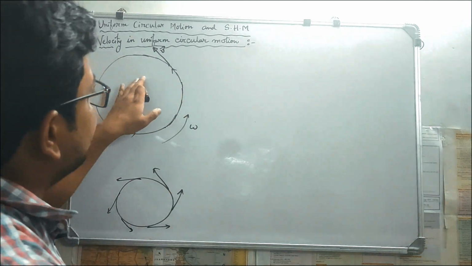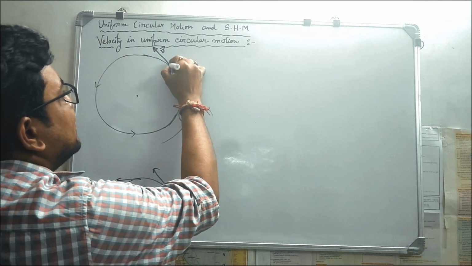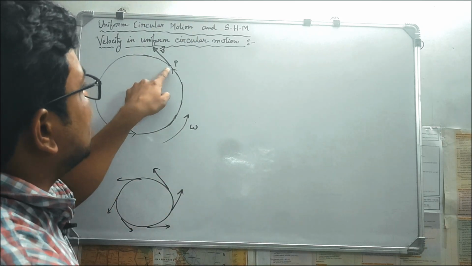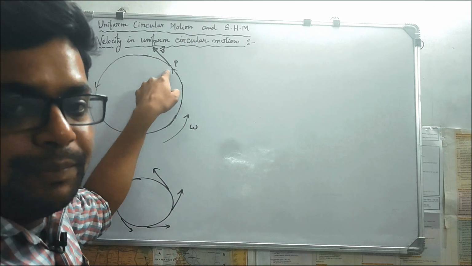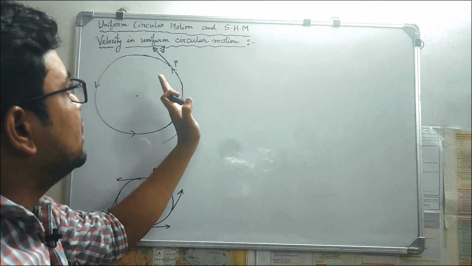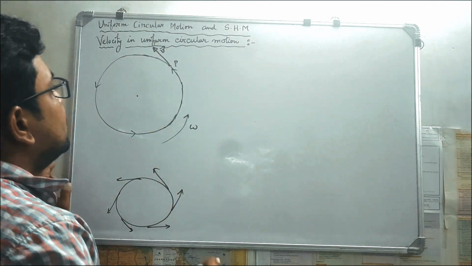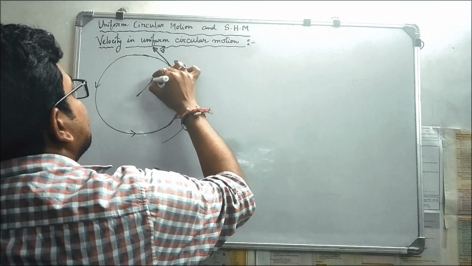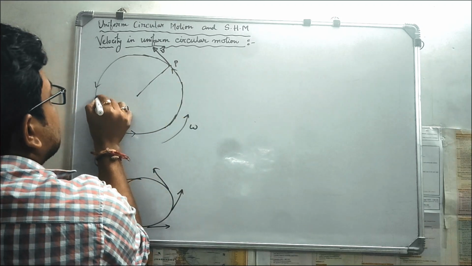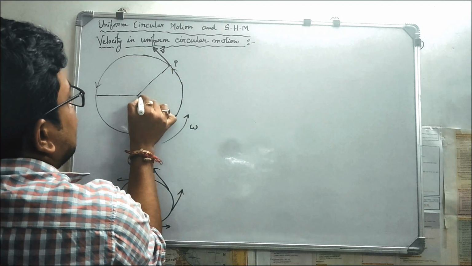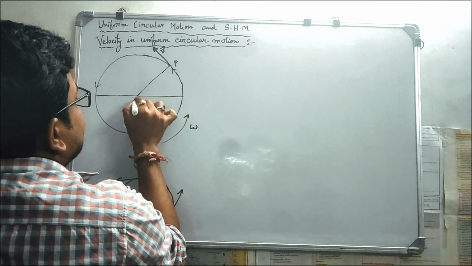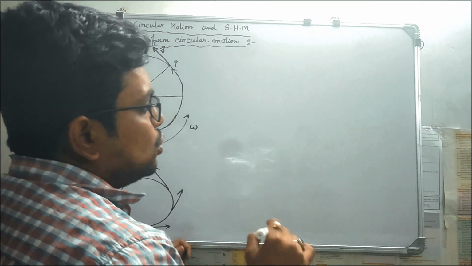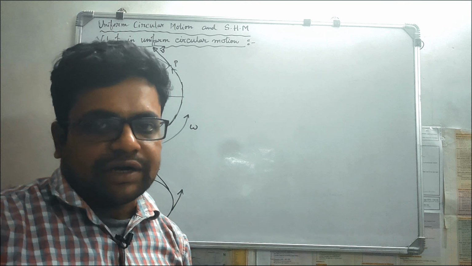So in this case also the same. If I consider at a certain time the particle at a particular point P, what is the direction of velocity? Along the tangent of it. Now we will join this. This is the diameter. Okay, this is the diameter. This point is O.